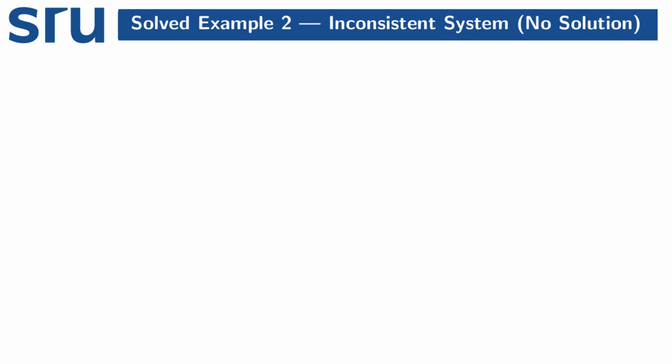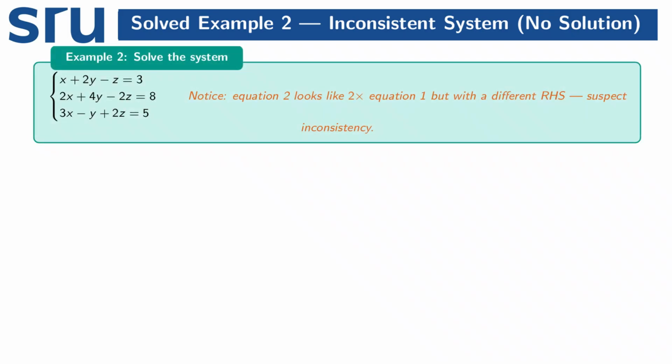So in the last example, we saw a system with a unique solution where the lines intersect at exactly 1 point. Now we will look at a different type of system. This is a very important example, okay, where we see the case in which no solution exists. Let us read the system.